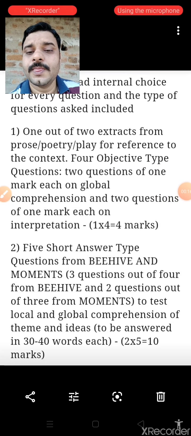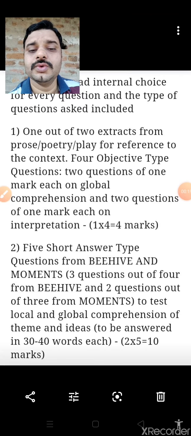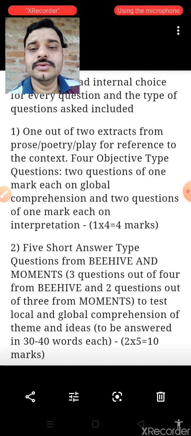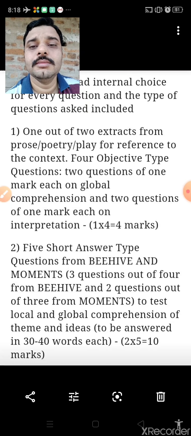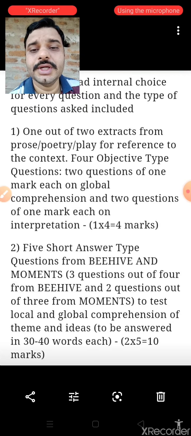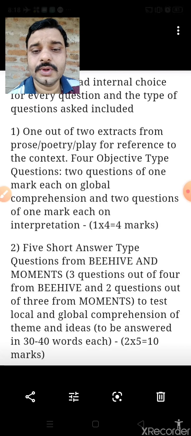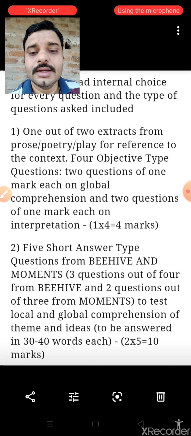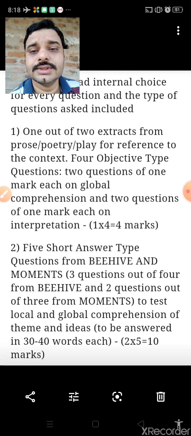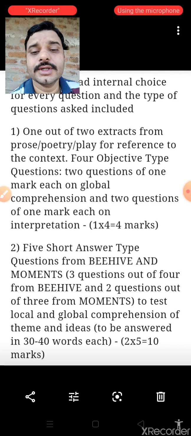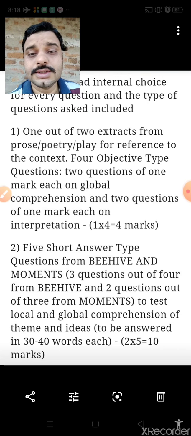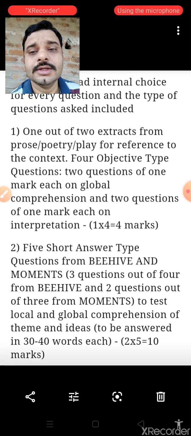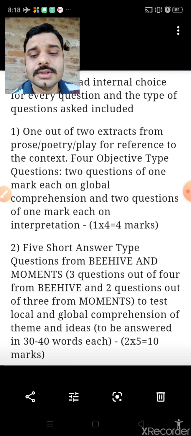Then there will be an extract from prose or poetry. 2 will be given, 1 to be attempted, and for this you need to read in minute detail, otherwise you cannot write the answer properly. Why? Because they don't ask questions directly. Some questions are inferential, some show your understanding of the chapter. That's why you have to be careful. Read line by line. Just reading the summary won't suffice.